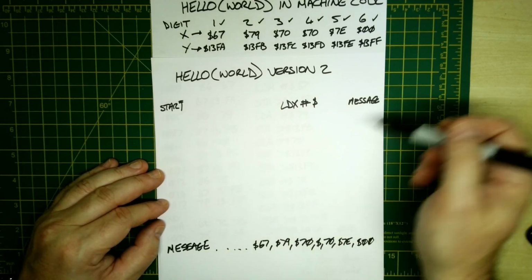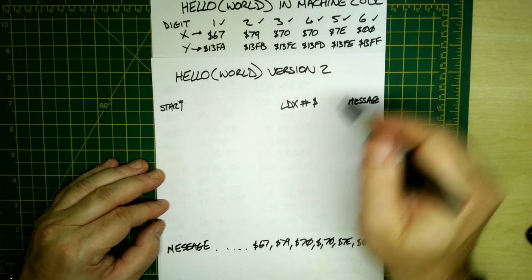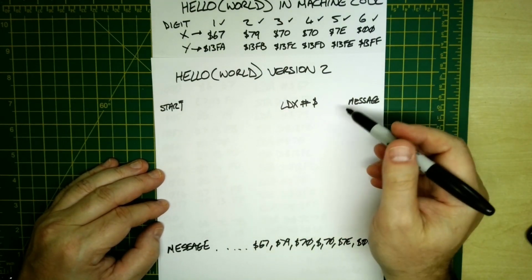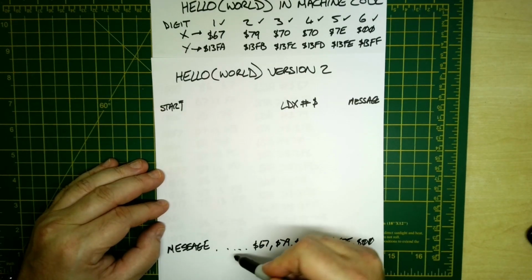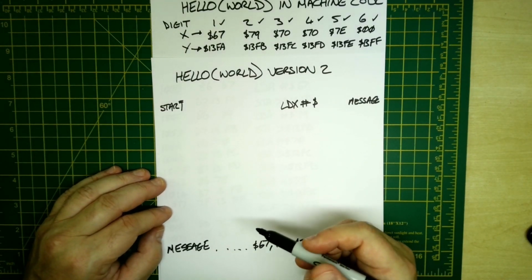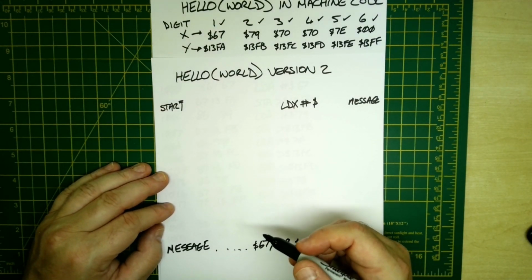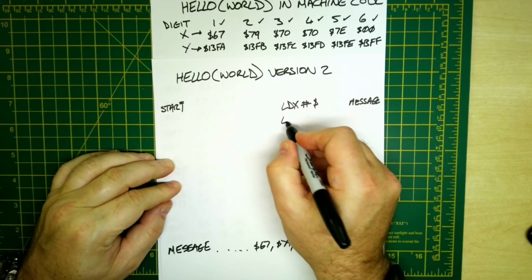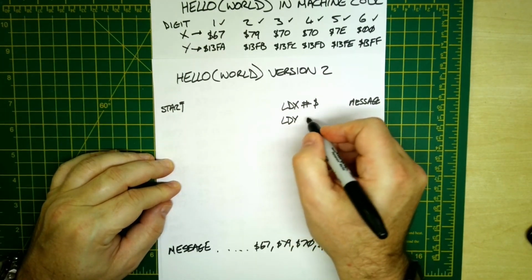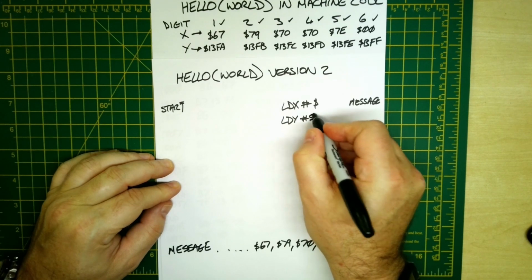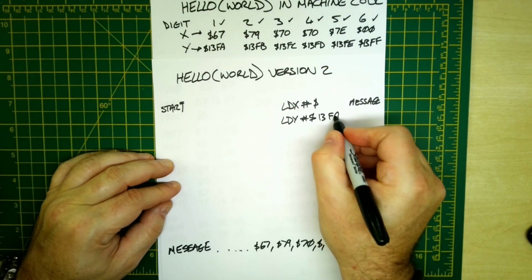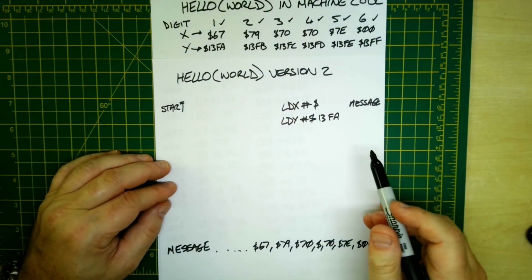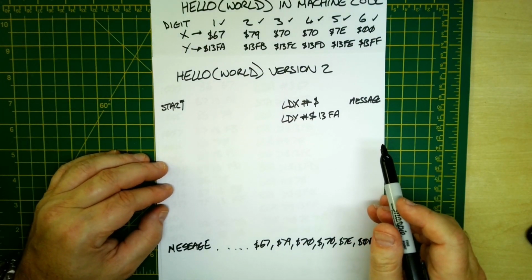Normally, if you're using an assembler, then these labels, the assembler would automatically resolve. When you're trying to load the message in there, it would work out what the address is down here, but we're going to do all this manually. Then we're going to load Y, and this, we do know the address, that's 13FA, so that's the starting address of the first digit of the display.